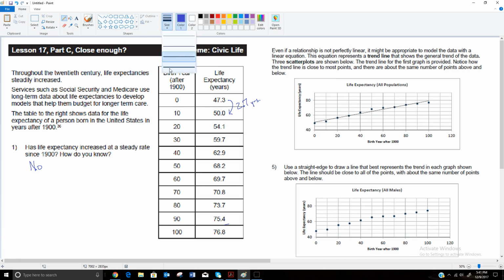Okay, let me get a little bigger pen here. If you go from here to here, it went up by 4.1 years. And so on. It's not an equal amount. From here to here is 5.6. So steady rate means it should be going up by the same amount. So how do you know it's not increasing by the same amount each 10-year period?